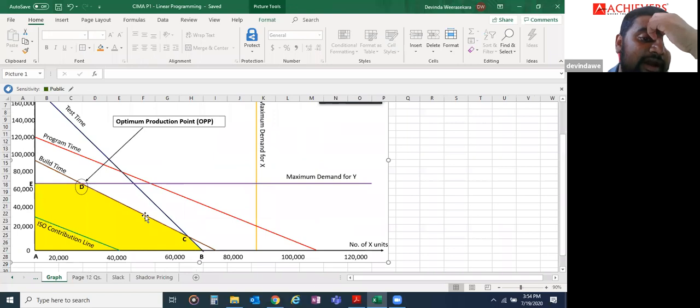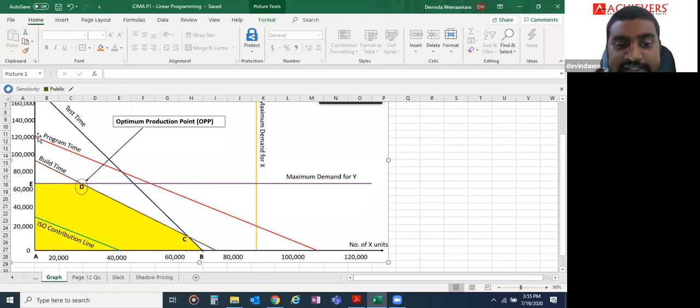So that means, guys, in the graph, which resources will have a shadow price and which resources will not? If a resource falls on the optimum production point, it will not have a slack. Therefore, it is a scarce resource and therefore it has a shadow price. That's what we learned during the slack note. It is a fully utilized resource, a scarce resource. Therefore, it will have a shadow price.